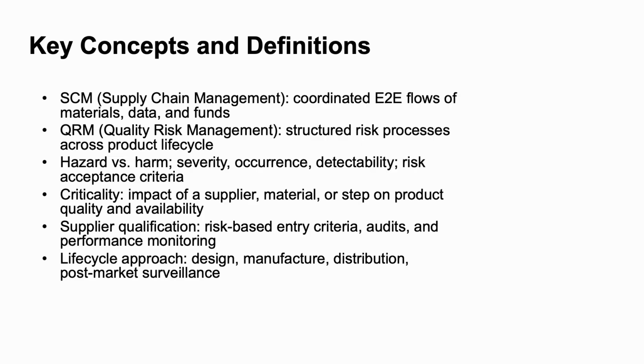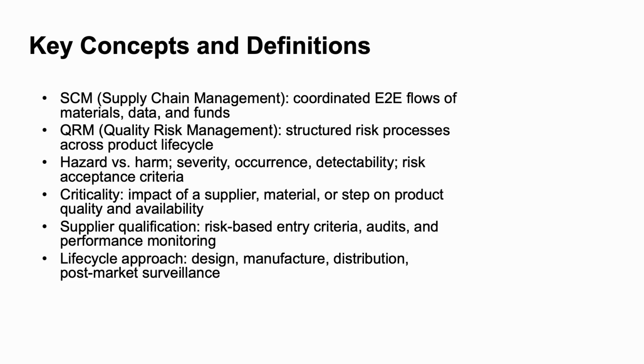Supplier qualification is the risk-based process of determining whether a supplier can consistently meet specifications and quality expectations. It generally includes document reviews, e.g., certifications, process validations, and site or remote audits, sample evaluations, and trial orders. Entry criteria should be proportionate to risk and codified in procedures. Once approved, suppliers are monitored continuously using predefined metrics such as on-time delivery, deviation rates, complaint trends, and temperature excursion frequency. Finally, the life cycle approach emphasizes that risk management is not a one-time exercise.